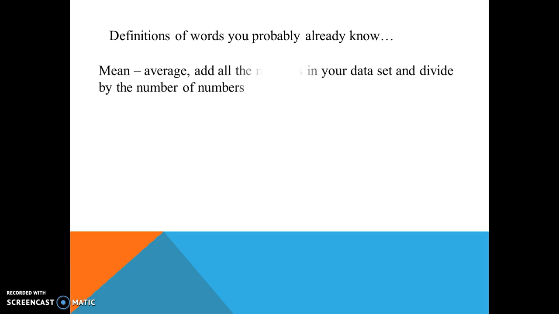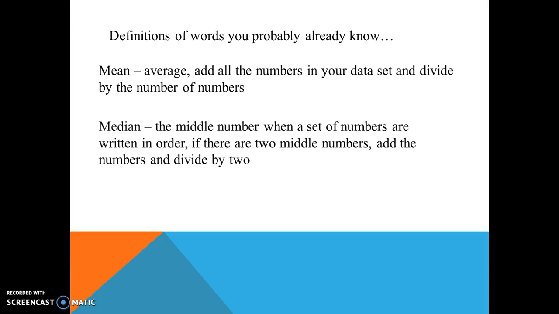The first one being mean. The mean, another word for mean, is average. And how you get the average is you add up all the numbers in your data set and divide by the number of numbers you have. The next one is the median. The median is the middle number when the set of numbers are written in order. If you have two middle numbers, then you just add those two numbers up and divide by 2. That'll give you your median.